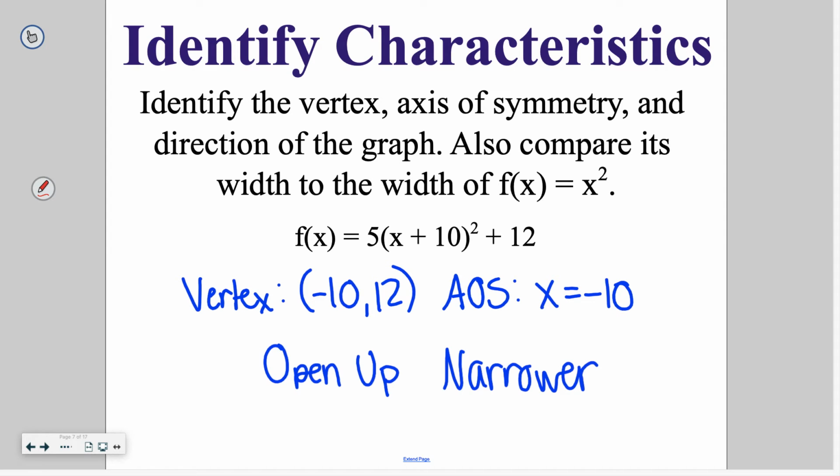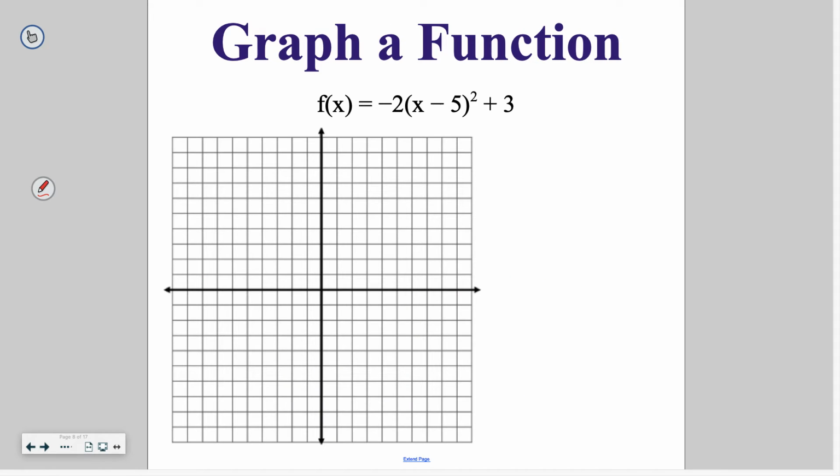Pick out your vertex at -10, 12. Again, plus is minus a negative. The axis of symmetry then is going to be at our -10. This a value is positive, so we have opens up, and then it is bigger than 1, so our graph is getting narrower. The next thing we're going to do is use those characteristics to help us graph.